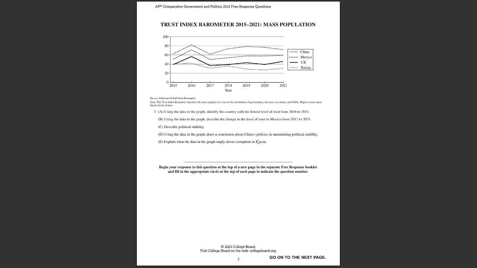E would ask to explain what the data in the graph imply about corruption in Russia. And corruption, well, you can go here, Russia. We identified what was there. Corruption would seem to be high in Russia, as citizens in Russia seem to have low trust in the government. Lower trust in the government here shows that corruption may be high in Russia. People tend to distrust governments where there is high corruption. So that would be the identification for that question.